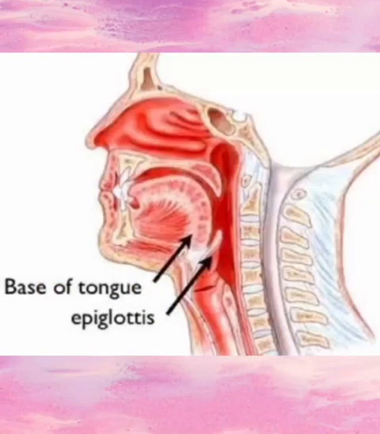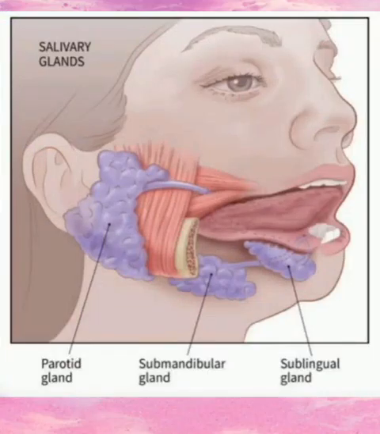So the epiglottis plays a very important role in swallowing and making the food, making the bolus enter the right path. I hope everyone has understood the different salivary glands, the function of saliva, the composition of saliva and the swallowing process.